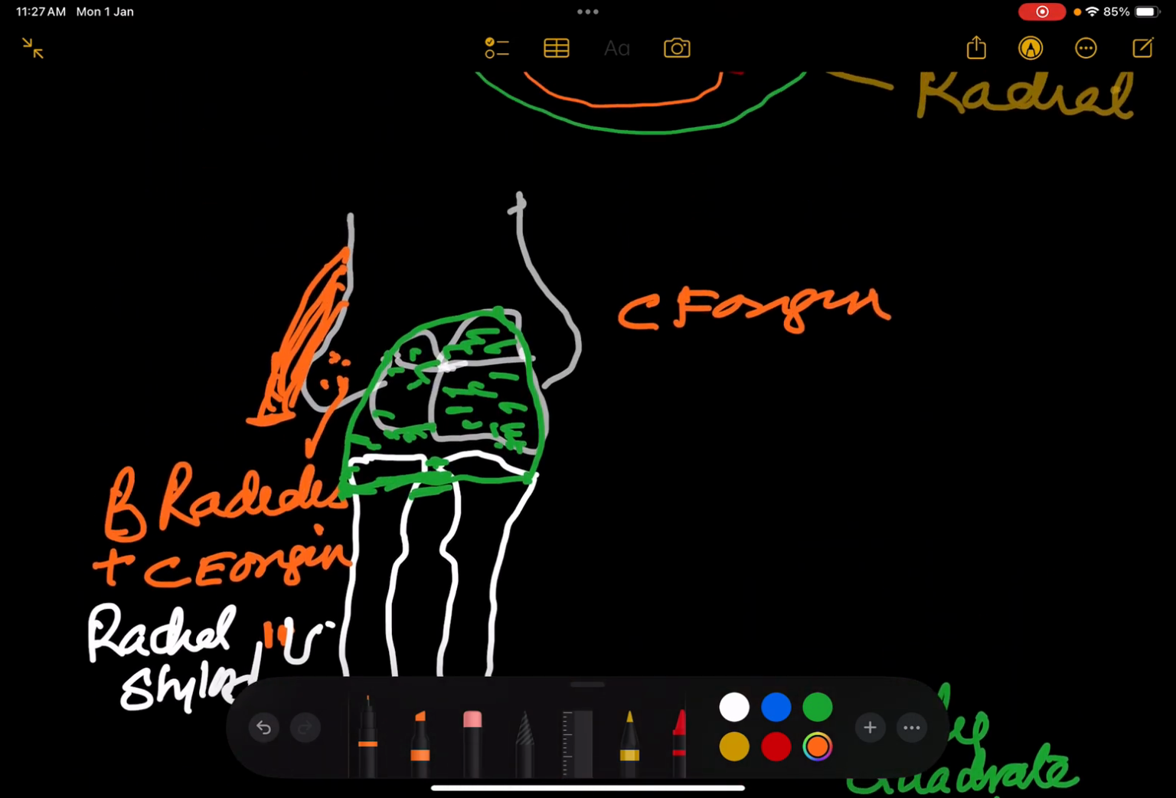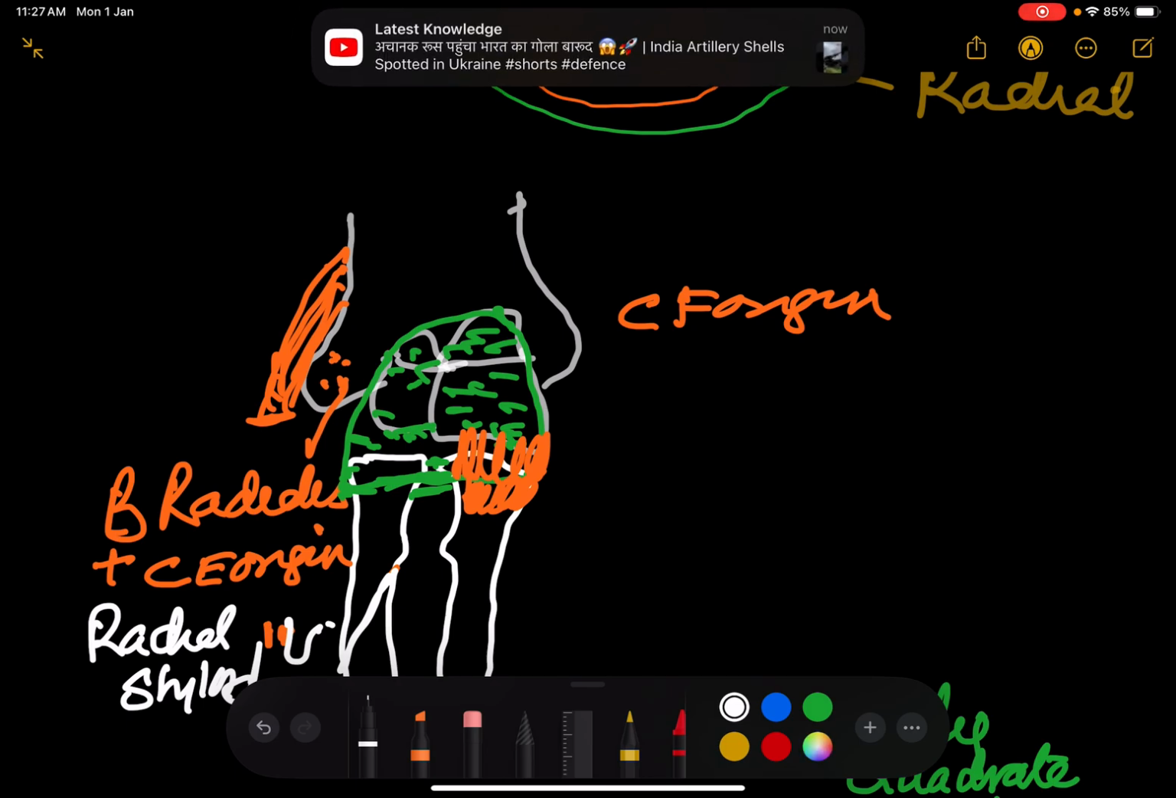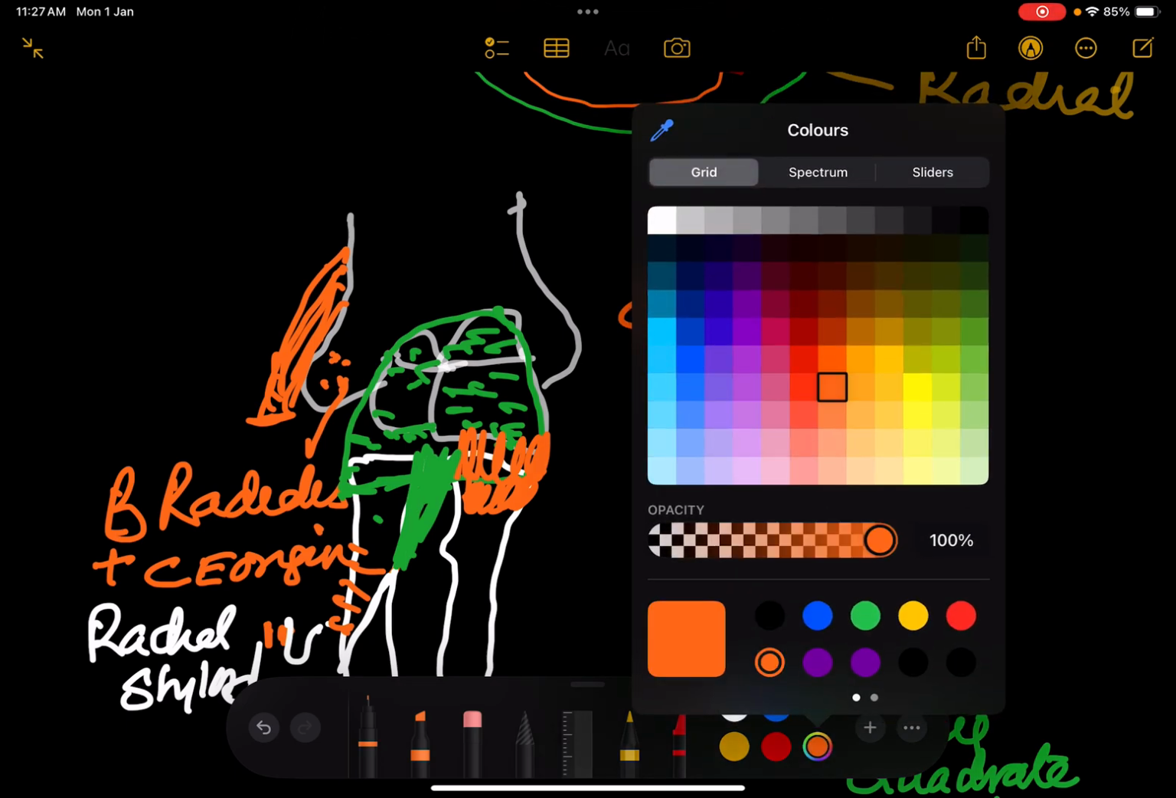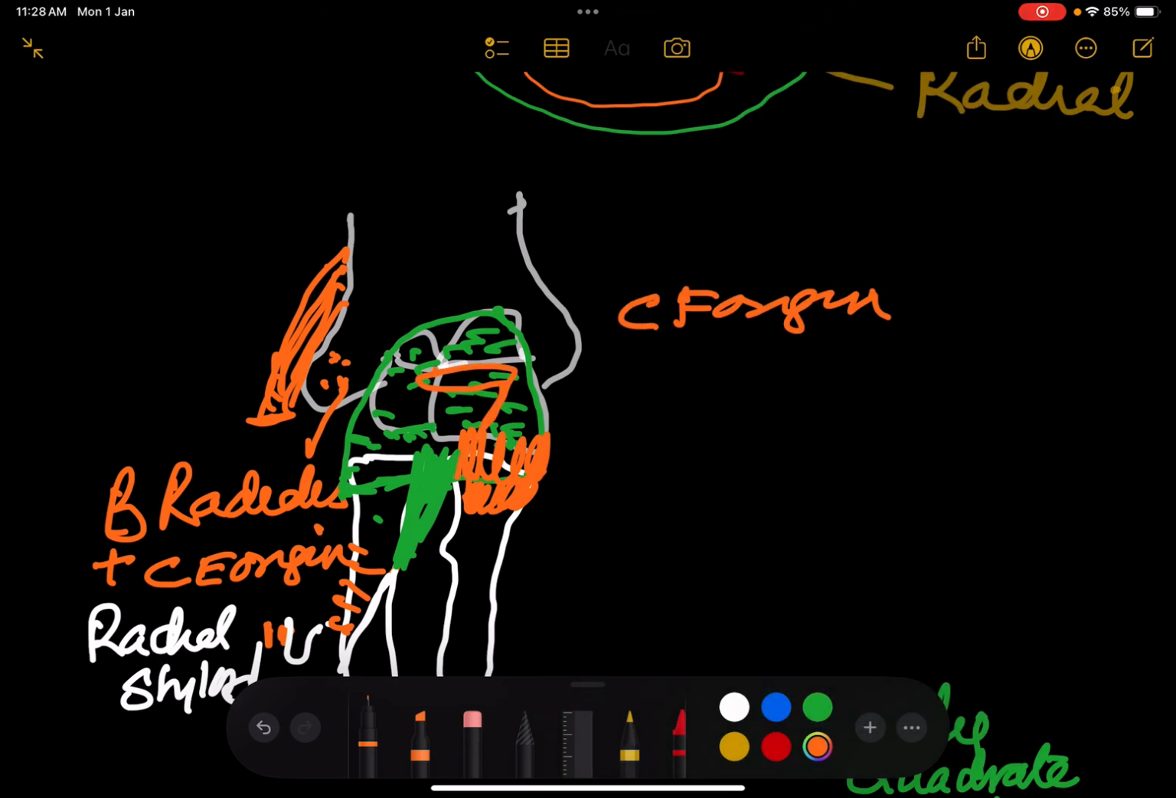Anteriorly, the brachialis will get inserted on this coronoid here, and this will be the supinator crest. You will have the supinator inserted like this, and you will have the tendon of the biceps getting inserted onto the radial tuberosity. So this will become the biceps tendon, and underneath is the brachialis tendon.